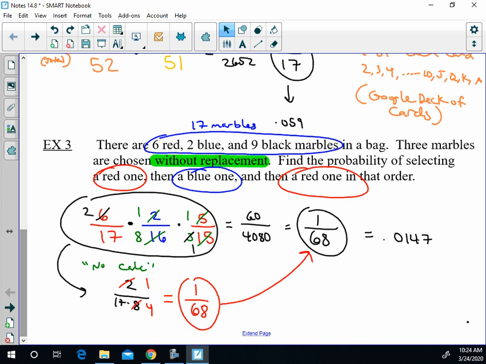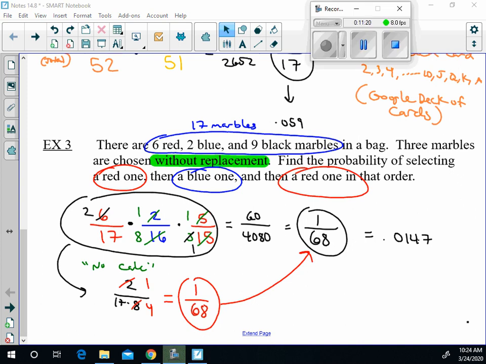Obviously, in this class, we should always be prepared for a no calculator portion. That's how I would do it without a calc. So without further ado, that completes 11.8.